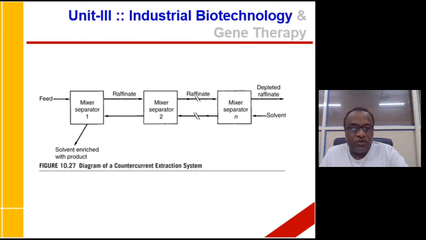Is that clear? So we have counter current and co-current extraction systems. In the co-current extraction system, the feed and extracting solvent passes through a cascade in the same direction, that is from vessel 1 to the nth vessel. Whereas in the counter current extraction system, the feed and extracting solvent passes through the cascade in opposite direction, that is from the nth vessel up to vessel number 1.